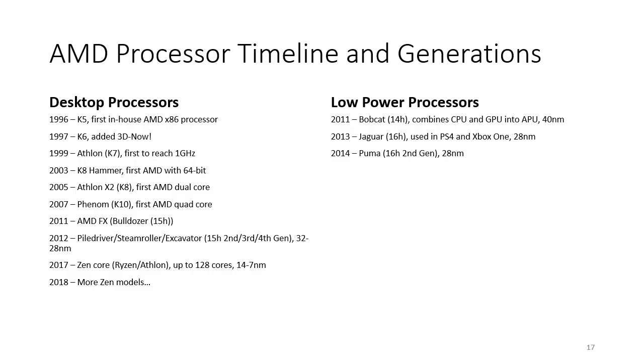For example, in 2011 they released the Bobcat, which combines CPU and GPU into an APU on the 40 nanometer process. Jaguar, which was used in the PS4 and the Xbox One, a 28 nanometer chip generated in 2013. And then there are various other chips which are in their lower powered and embedded applications. AMD, as well as offering x86 CPUs, they also offer some specific chips for use in embedded applications based on alternative architectures as well, besides x86 and x64.